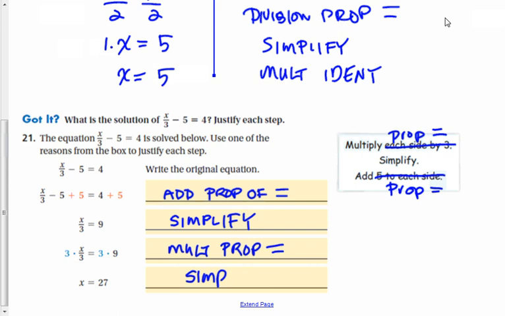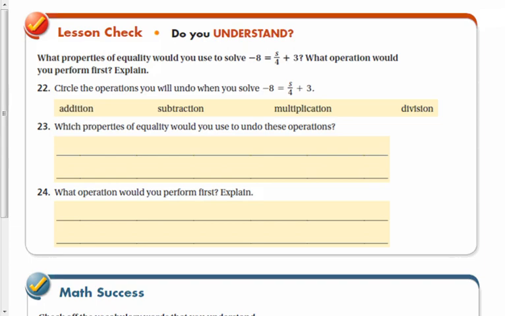I noticed in your handout, we're missing this last problem here, the lesson check. So what I would ask that you do is just pause it now and answer this question, and go ahead and write that answer into your packet, and that's where we will start the next time I see you in class.